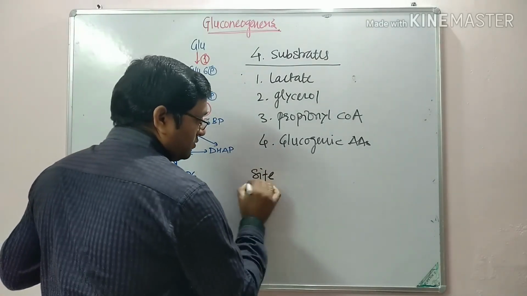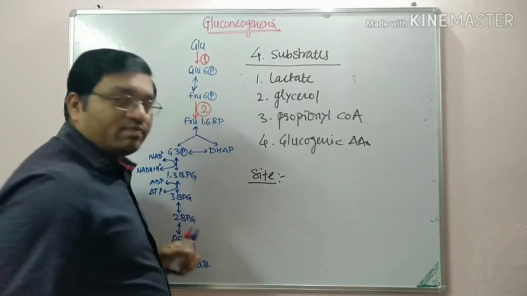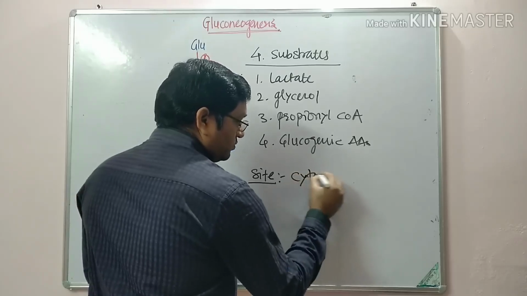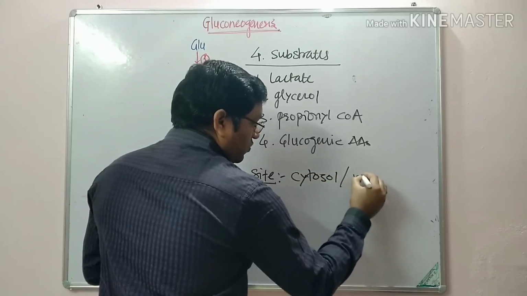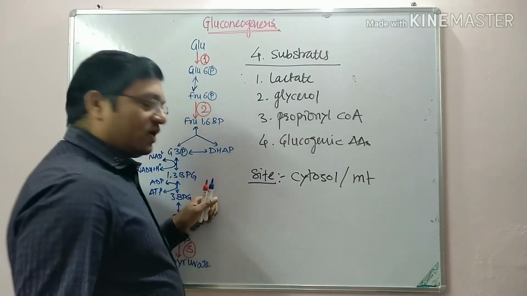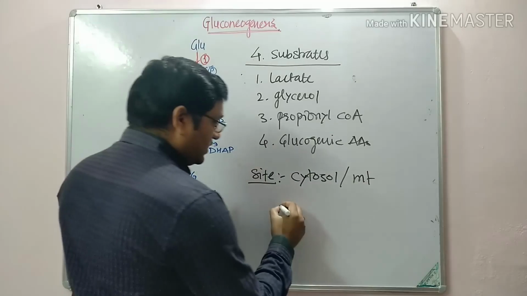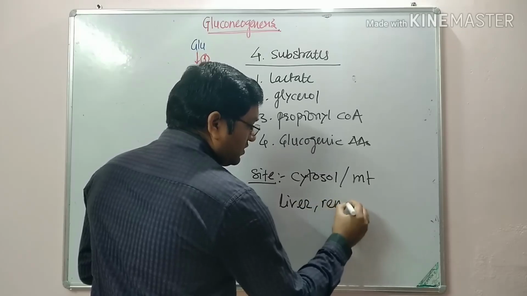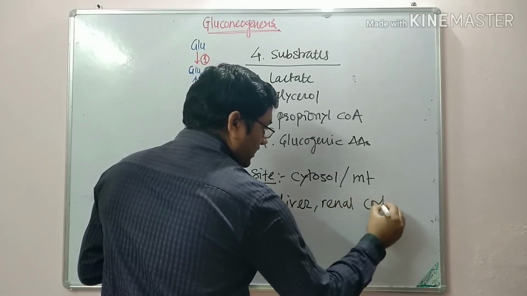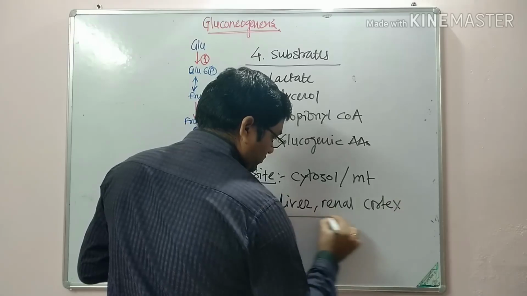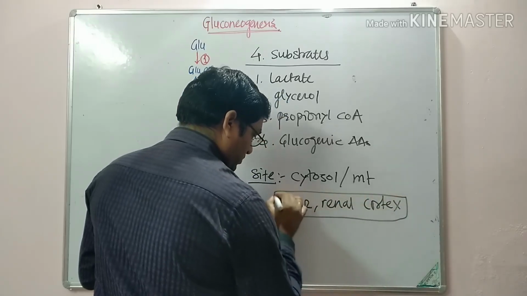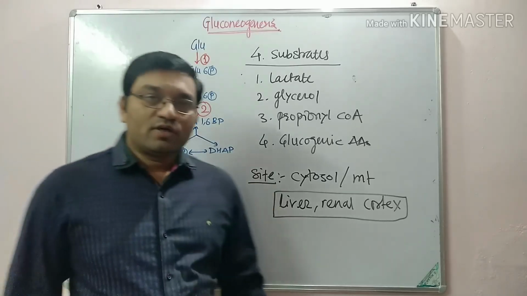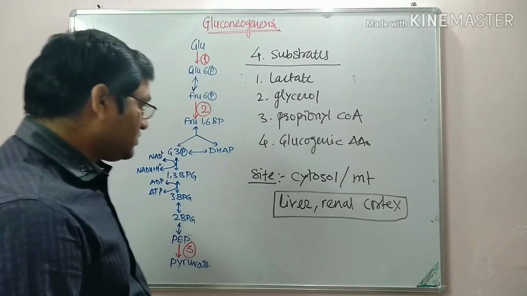Site. This pathway occurs in the cytosol as well as mitochondria, and the important tissue is the liver, and to some extent it is in the renal cortex. So these are the important points regarding gluconeogenesis.